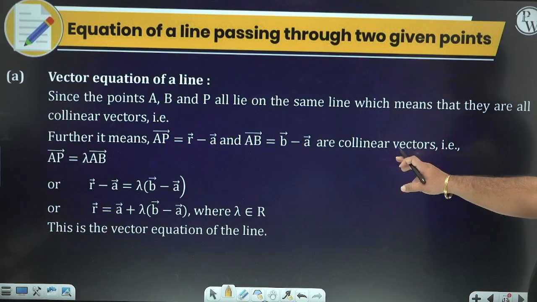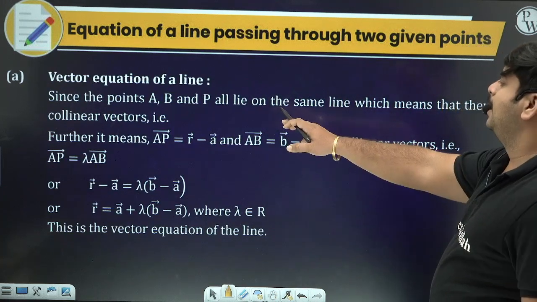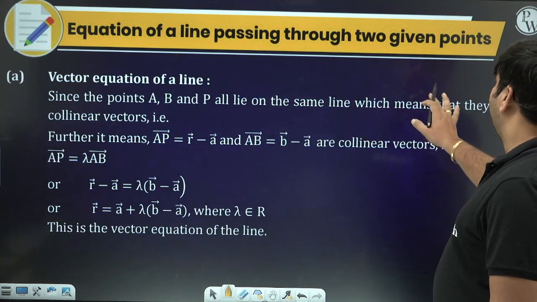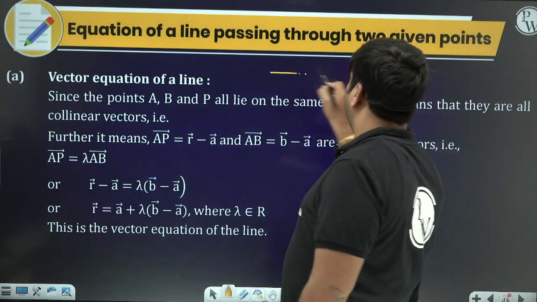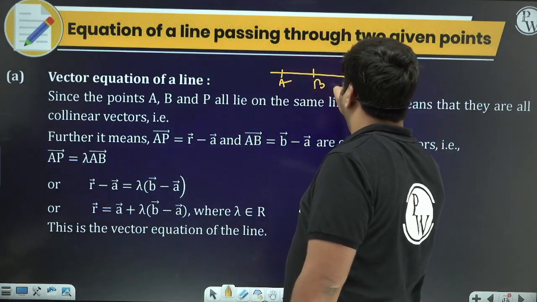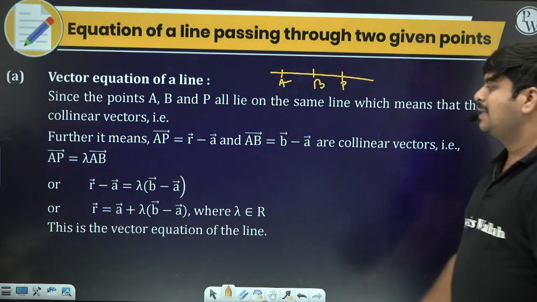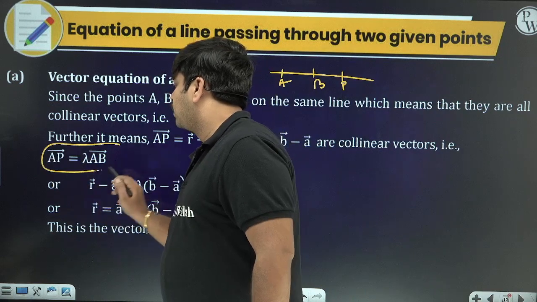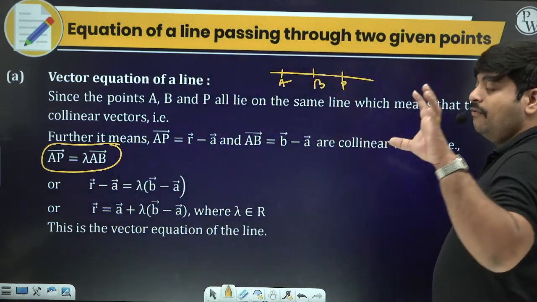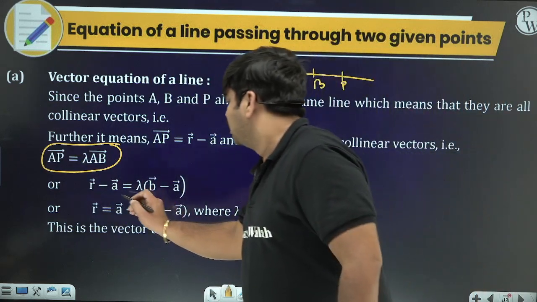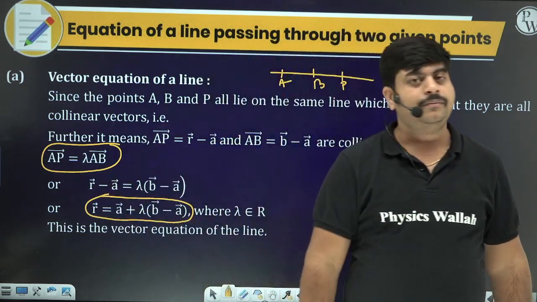Since the points A, B and P all lie on the same line, they are all collinear. So when we have two points A, B and we take the general point P, all these are collinear. When they are collinear, we can say AP bar is equal to lambda times AB bar. From there, the vector equation is r bar equal to a bar plus lambda times (b bar minus a bar).